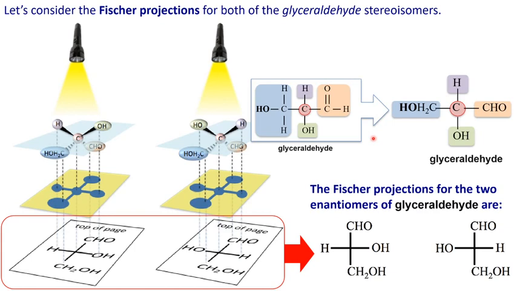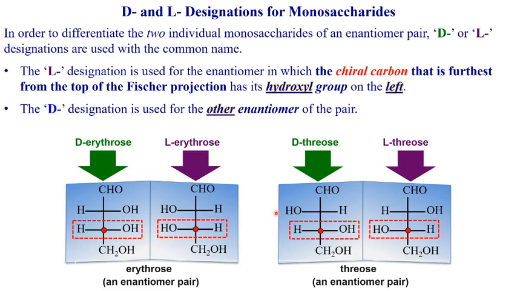Now, something we're going to be looking at here is a Fischer projection for our saccharides. Sorry. It's a very good, simple, easy way for us to represent a 3D structure. But what is important here is that when we're looking at our D and our L designation, the best way to determine whether we have a sugar that is a D enantiomer or an L enantiomer is the following.